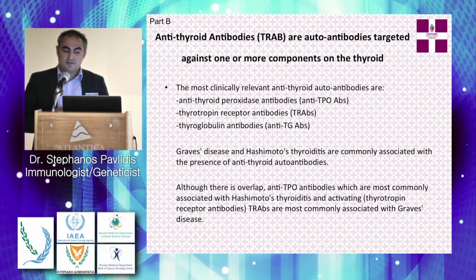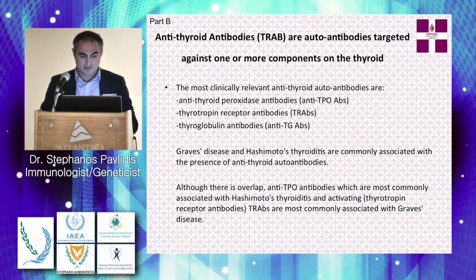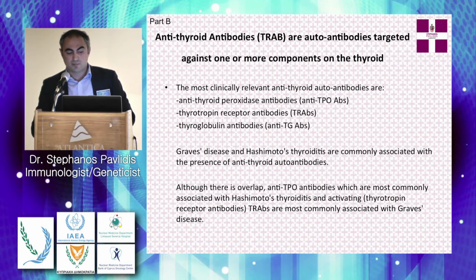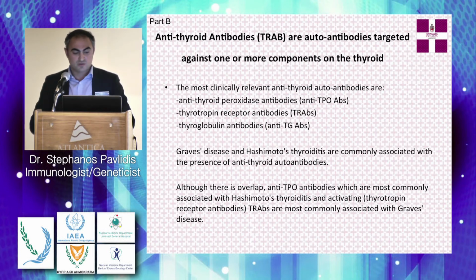So let's move on to the antithyroid antibodies, which are autoantibodies targeted against one or more components on the thyroid. The most clinically relevant antithyroid autoantibodies are the antithyroid peroxidase antibodies, the very well-known anti-TPO antibodies, thyrotropin receptor antibodies, TRAbs, as they are being called, and thyroglobulin antibodies, anti-TG antibodies. These are mainly involved in Graves' disease and Hashimoto thyroiditis, which are commonly associated with the presence of antithyroid autoantibodies. Although there is an overlap, anti-TPO antibodies are most commonly associated with Hashimoto thyroiditis and activating thyrotropin receptor antibodies, TRAbs, are most commonly associated with Graves' disease.